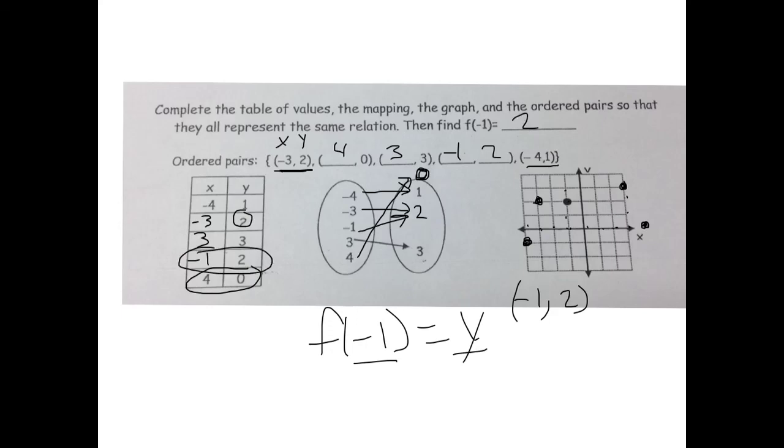Something else to look at, is this a function or not? We can look down through here and see if we see any repeaters. We can also do the vertical line test here. Let me get a different color. Vertical line test here. And in all cases, this is a yes. This is a function. That's it.